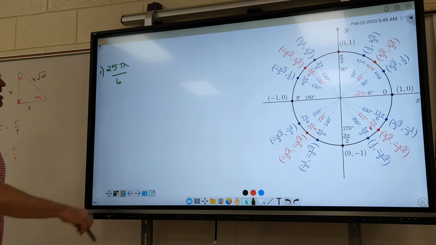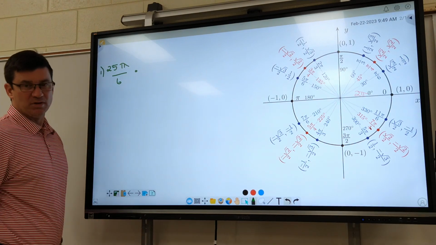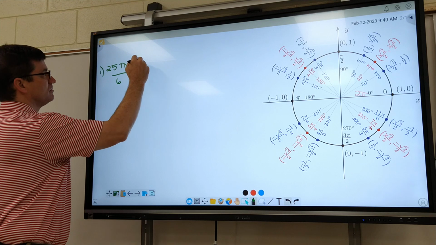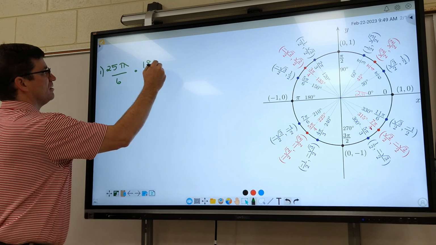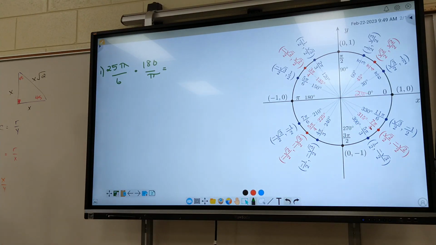Do y'all remember how to change it and make it a regular degree number? Times it by what? 180 over pi. Piece of cake. Plug it in your calculator, see what you get. That's how you do 1, 2, and 3. You need to write that down on your unit circle so you can have it for the test.